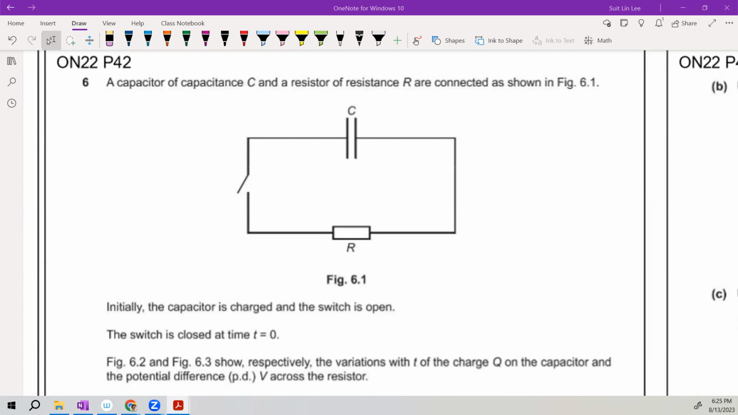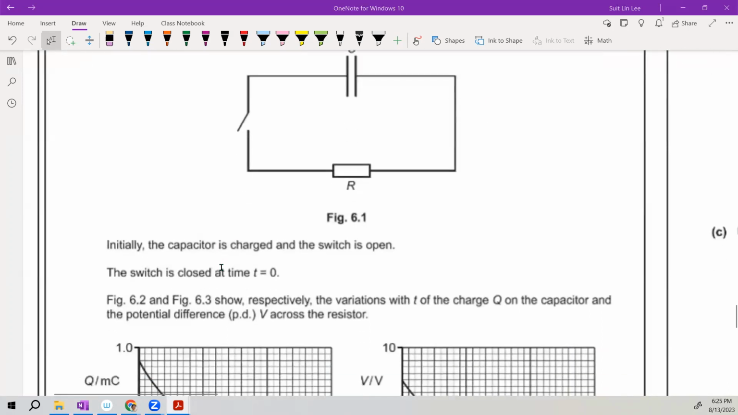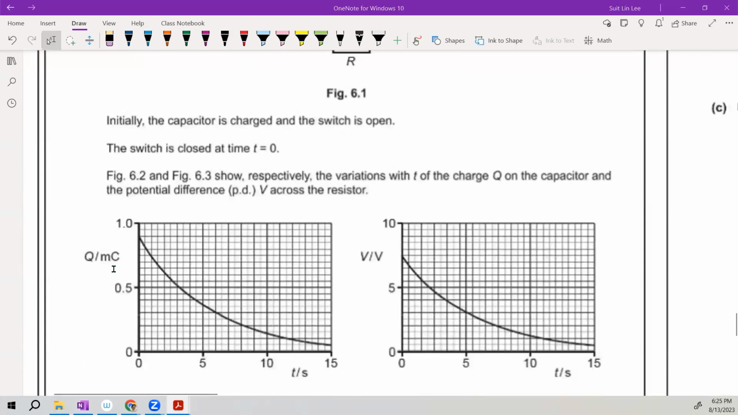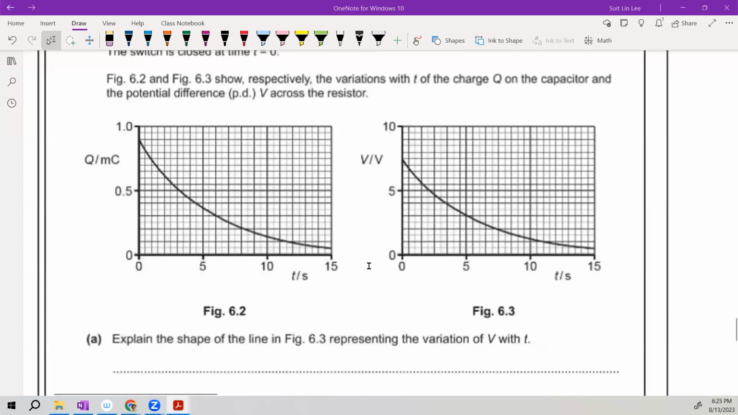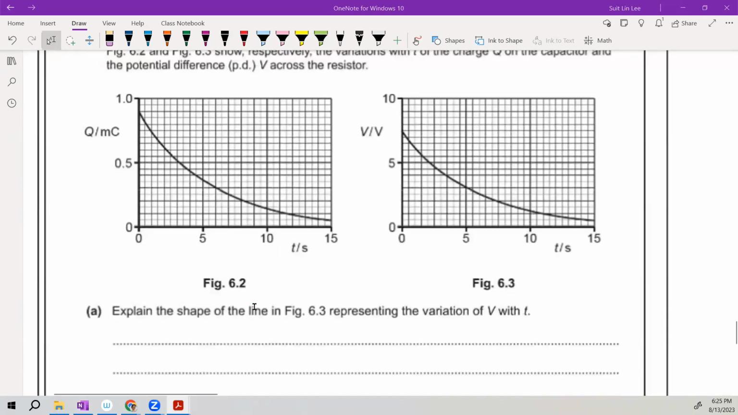Okay. So here, capacitance, resistor. Okay, this one looks normal now. And then you have two graphs. You have the Q against T and the V against T. They both go down exponentially. Explain the shape of the line in 6.3, representing the variation of V with T. Basically, why is this shape, the VT shape, the same as the QT shape? Well, we've explained it just now in our notes. I'm just going to roughly mention.